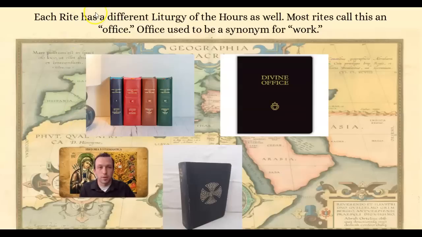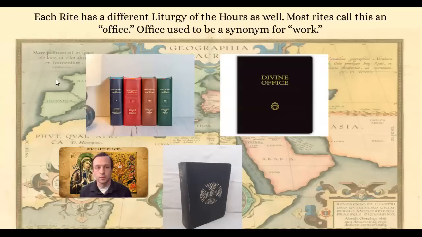Each rite, as I just mentioned, has a different liturgy of the hours. Most rites call their liturgy of the hours an office because the word office, officium, is Greek for work. So the divine office is the divine work of the church in offering up the 150 psalms to God regularly. Most offices pray all 150 psalms per week.